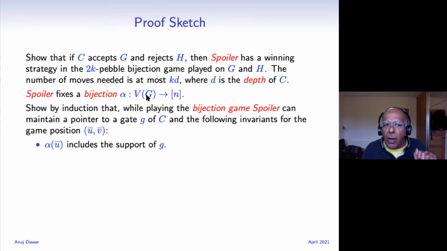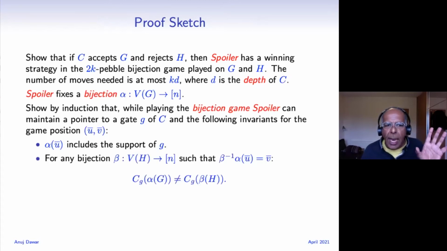Alpha of the currently pebbled positions is a support of the current gate. So it includes the full support of the gate. And whatever bijection you choose to map the vertices of H to n, as long as it maps u to v, beta inverse alpha maps u to v, then this gate distinguishes. This means they evaluate this gate with these inputs and evaluate the gate with these inputs. They should give you different values.